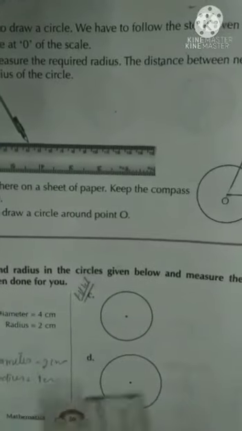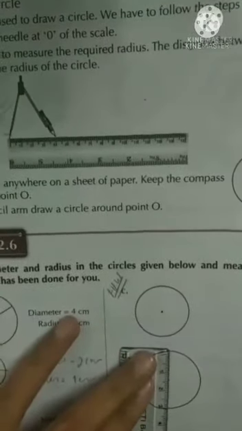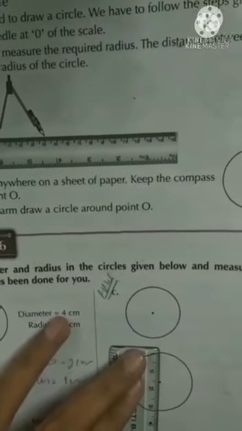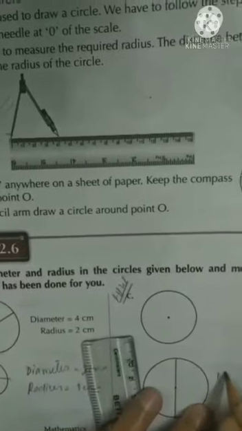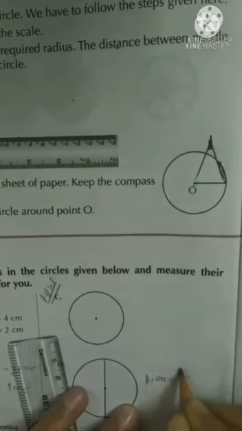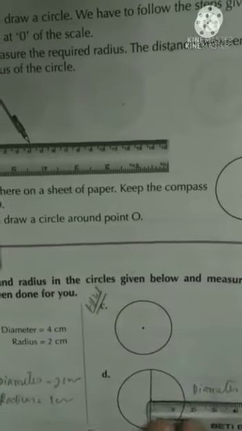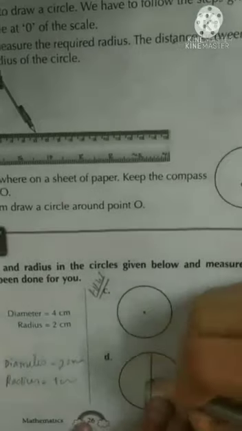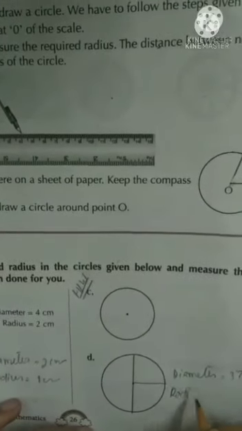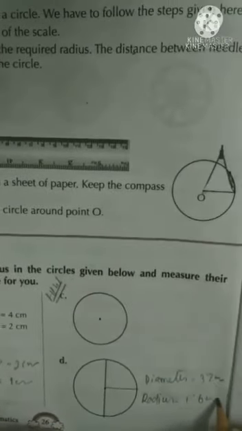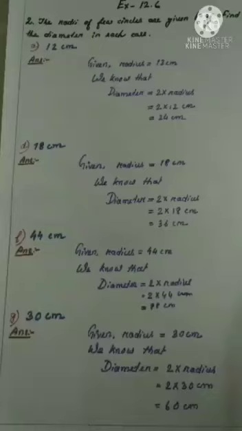At first, let's find out what is the value of diameter. So it will be 3.2 cm. So here we will write diameter is equal to 3.2 cm. And radius will be 1.6 cm. So here we will write radius is equal to 1.6 cm. Alright students, I hope you have understood.